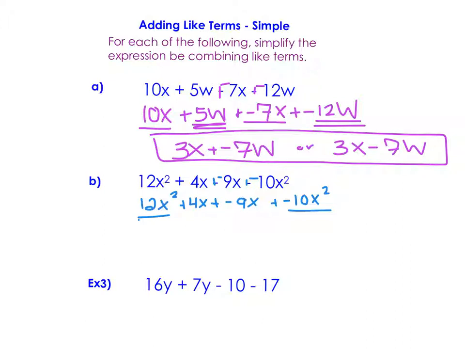So here we have 12x squared plus a negative 10x squared. Those combine together to be 2x squared. We then have 4x and negative 9x. Those combine together to be a negative 5x.